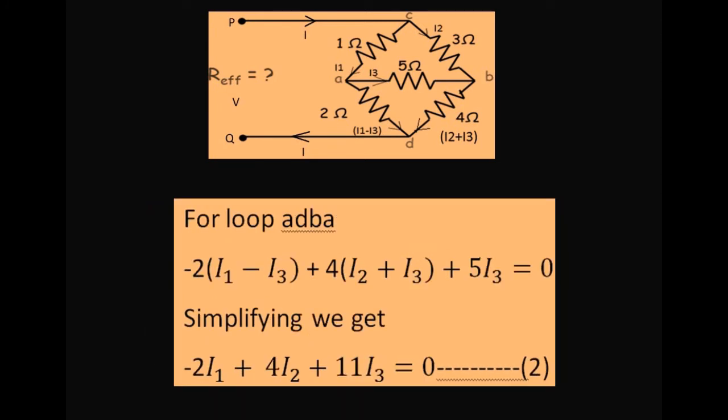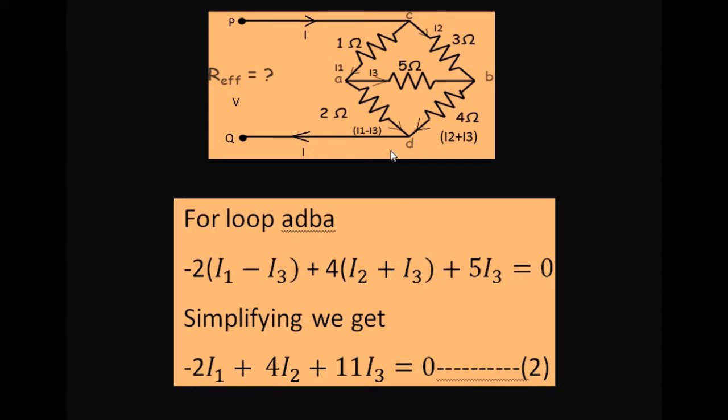Now let us look at the second loop, A, D, B, A. Where is A, D, B, A? A, D, B, A, the triangular loop at the lower end. This is one, A, D, B, A. Now we start from A to D. We measure the potential in the direction of the current, so that will be negative. So 2 times I1 minus I3, you have to put a negative sign, so minus 2 times I1 minus I3.